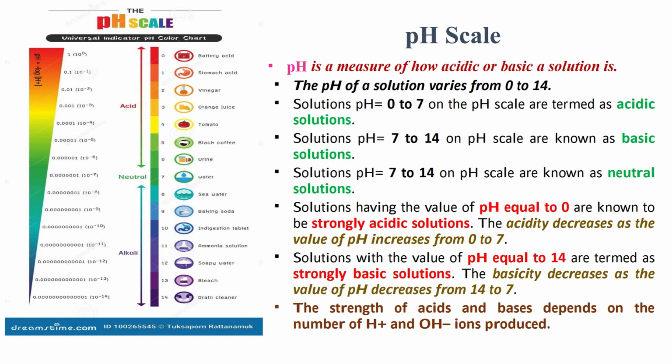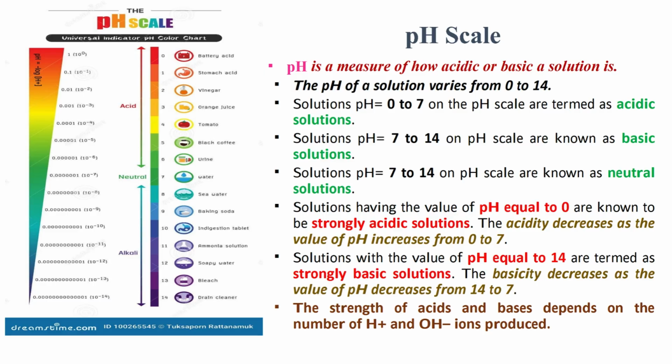Now, let's understand the pH scale more clearly. pH is a measure of how acidic or basic a solution is. The pH of a solution varies from 0 to 14. Solutions with the pH from 0 to 7 are termed acidic solutions. Solutions with the pH from 7 to 14 are known as basic solutions. A solution with a pH of exactly 7 is considered neutral.